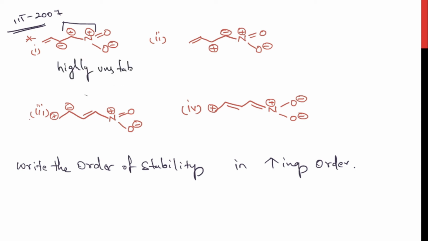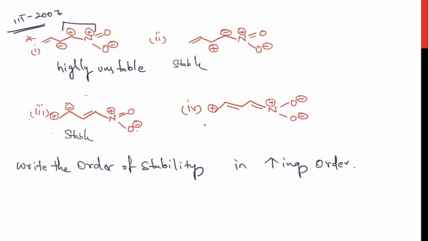Coming to the second option, you can see positive and negative, positive, negative, positive, negative. All the unlike charges are next to each other. So this would be stable following the third rule. And coming to the third option, positive, negative, positive, negative. This is also a stable option.